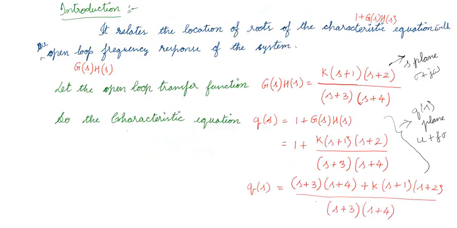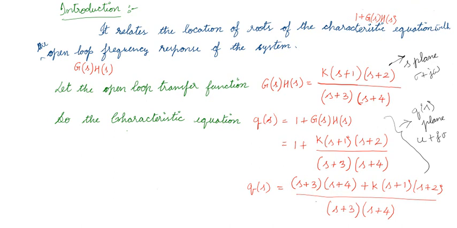As an introduction, here in Nyquist plot we will be relating the location of roots of the characteristic equation with the open loop frequency response of the system. Okay, we know what the open loop frequency response is: your G(s)H(s). The characteristic equation is your 1 plus G(s)H(s), right? Why is this 1 plus G(s)H(s) very important? Because based on the characteristic equation only, the closed loop system stability is determined.